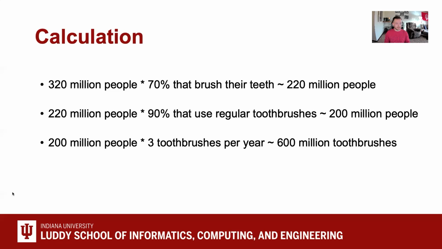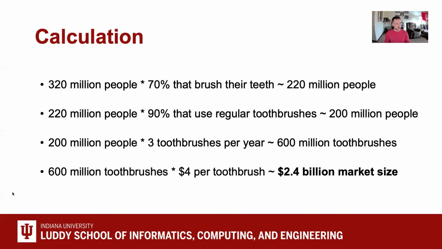So I did 220 million people times the number of toothbrushes they use each year. Easy to think about: 220 million people times 3 toothbrushes each year, 600 million toothbrushes. Then I did the number of toothbrushes times the cost of each toothbrush. So 600 million toothbrushes are bought each year at $4 per toothbrush. And that got me to about a $2.4 billion market size.